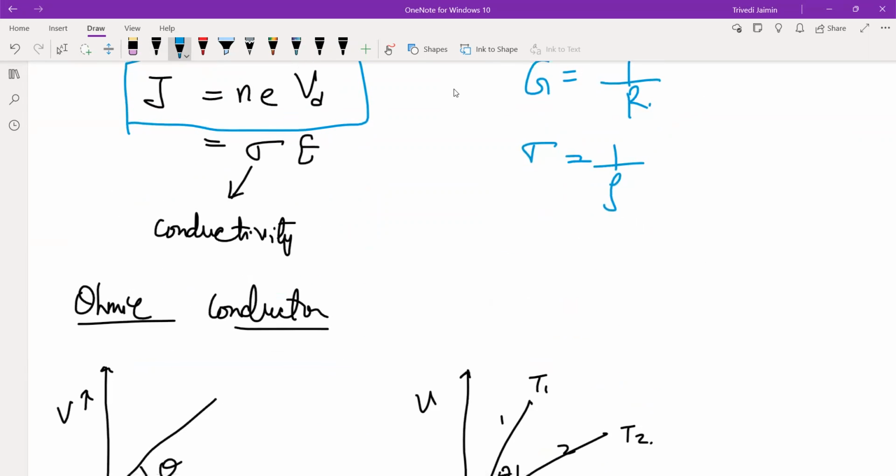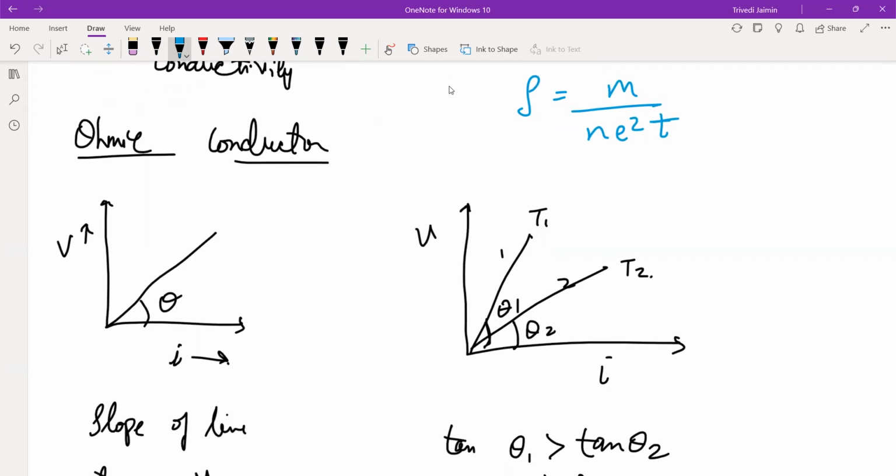No, we didn't. Sigma is conductivity. Rho is what? Resistivity, right? By relaxation time.